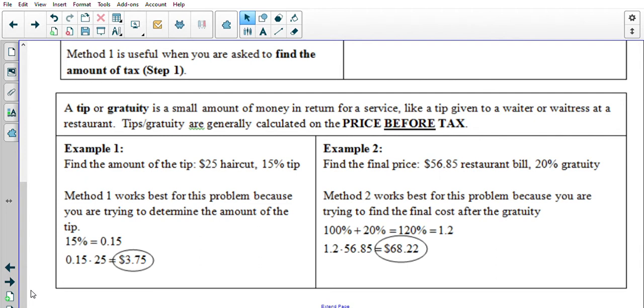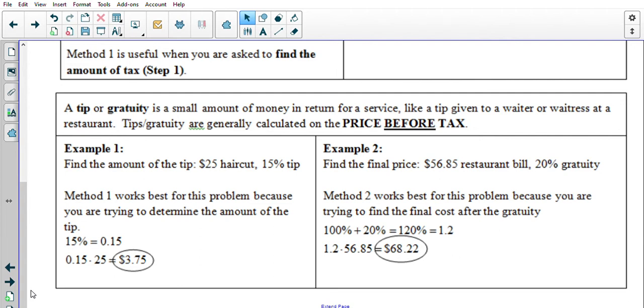So example 1, find the amount of the tip. If you have a $25 haircut and you're planning on leaving a 15% tip, if you want to find how much you're going to leave, in this case, the amount of the tip, method 1 is generally going to work a little bit better. So 15% as a decimal is 0.15. Take that times $25 and you get $3.75. Now, in real life, would you necessarily leave $3.75? No, you'd probably leave either $3 or $4.